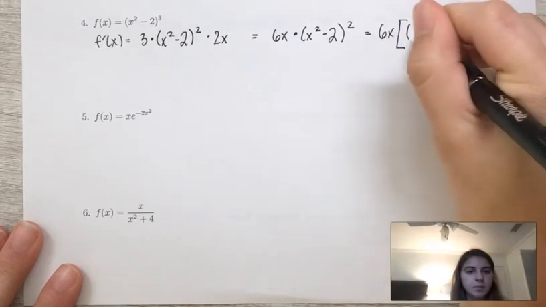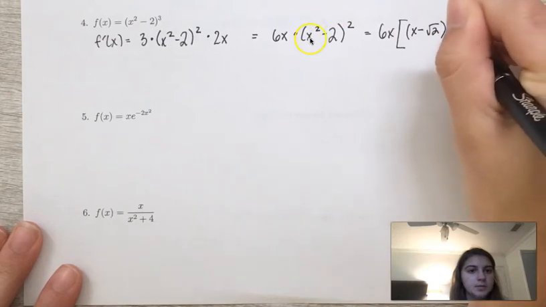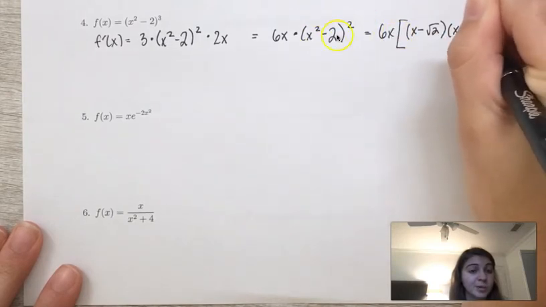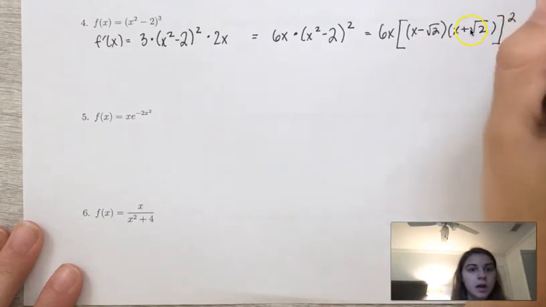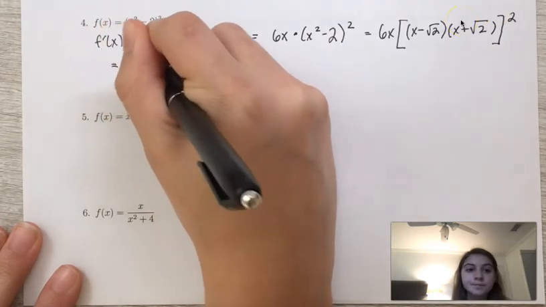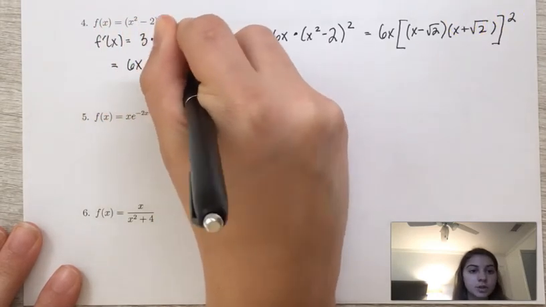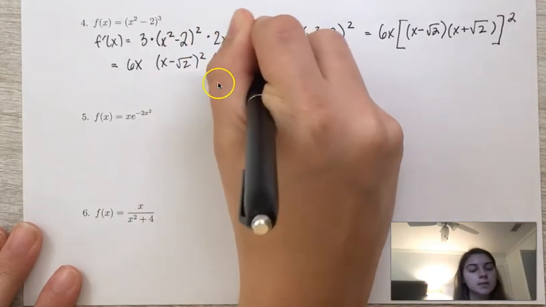And then 6x, and then we can factor this part into x. We're going to do a difference of squares here. X minus root 2, x plus root 2, and then the whole thing is still squared. And then finally, we're going to distribute that square. So 6x times x minus root 2 squared times x plus root 2 squared.